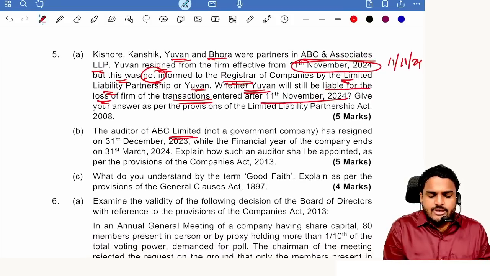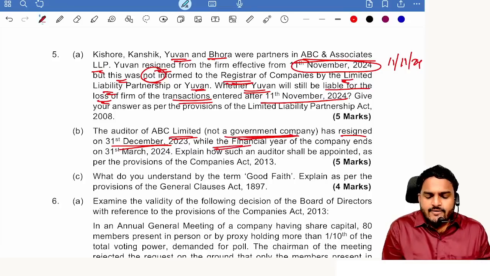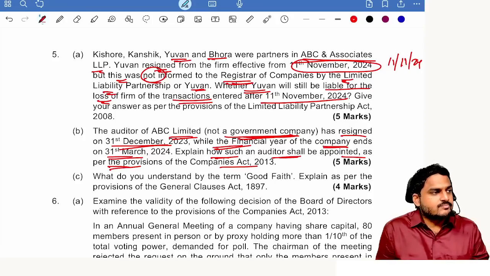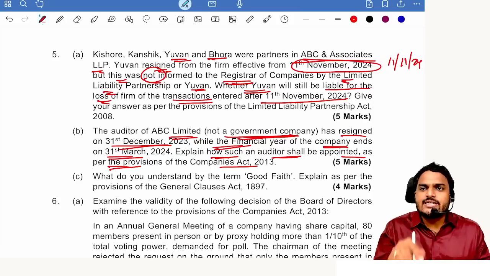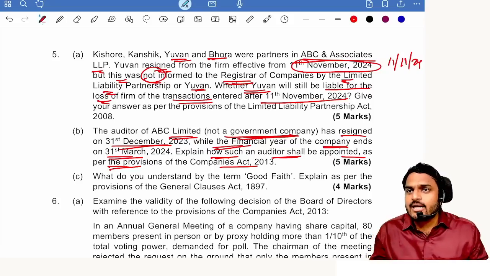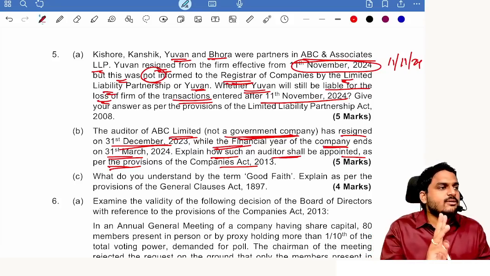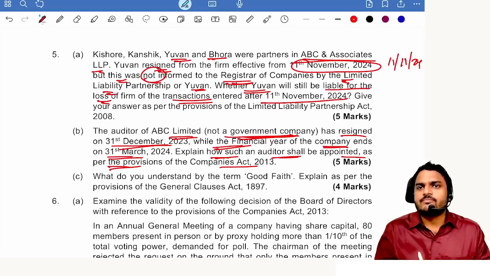Auditor of ABC Limited, not a government company, has resigned on 31st December 2023. Government company, non-government company? While the financial year of company ends on 31st March 2024, explain how such an auditor shall be appointed as per provisions of Companies Act 2013. Casual vacancy to be filled within 30 days by board, but this casual vacancy is arising due to resignation, so later it should be ratified by members within 3 months of board recommendation.